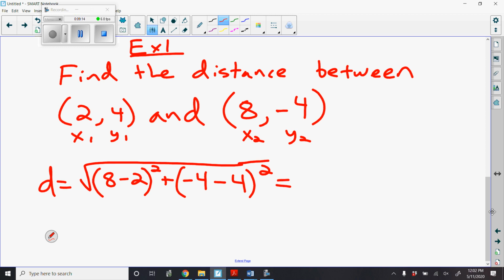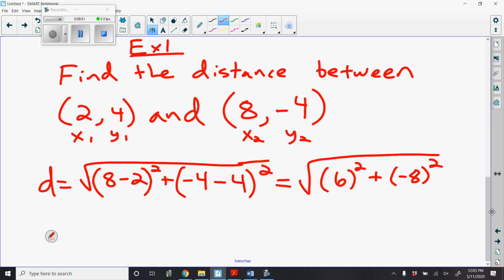Now, I'm going to be careful and not try to do too much all at the same time. Okay? I've got to remember I'm still doing a square root. So as I simplify the inside of this square root, I want to remember that this is still under the square root, and I'm going to do the square root operation as the very last step. A lot of times students forget about the square root, and then they get an answer that's wrong because of that. Okay, so I'm going to do 8 minus 2. I know that's 6. So I'm going to write 6 squared. Plus -4 minus 4 is -8.